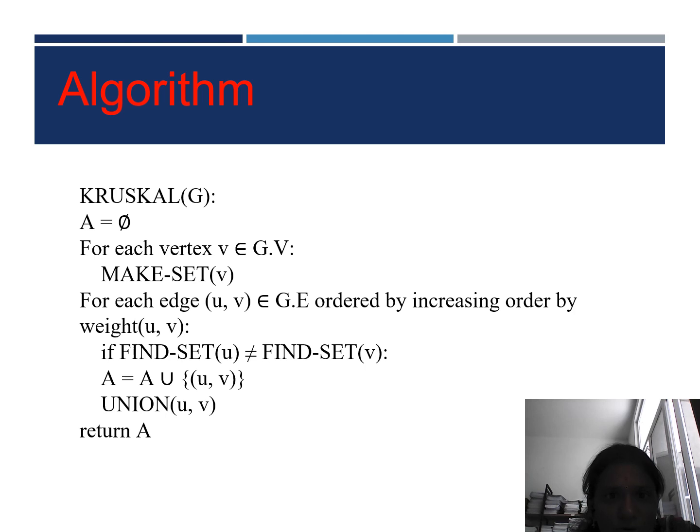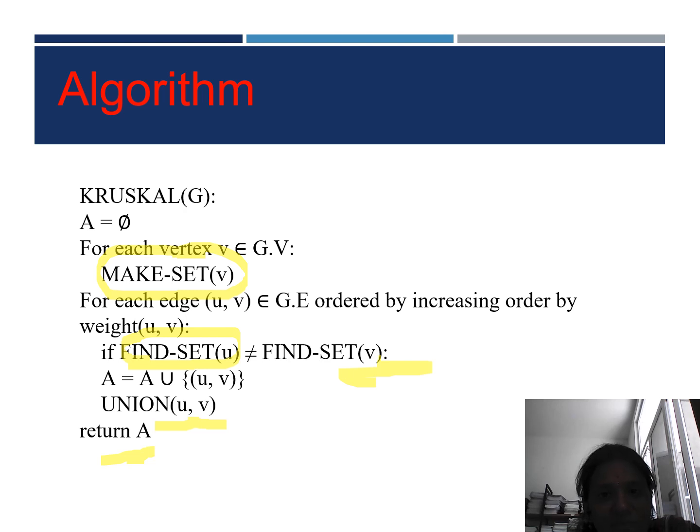So this is the algorithm for Kruskal. Kruskal of graph G. First, A is initialized to empty. For each vertex v that belongs to G.V, we make a set. Then for each edge (u, v) that belongs to G.E, ordered by increasing order of weight of (u, v): if find-set of u is not equal to find-set of v, then we add A equals A union (u, v). At last we return A.